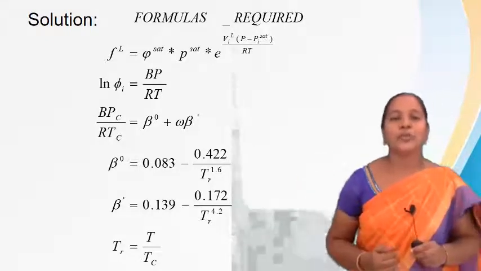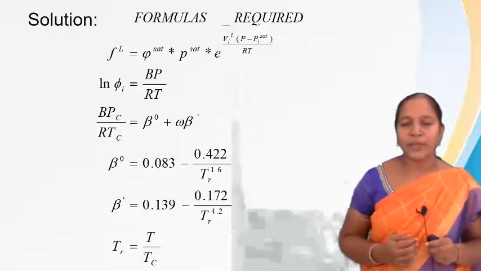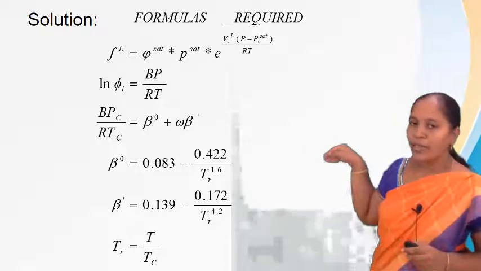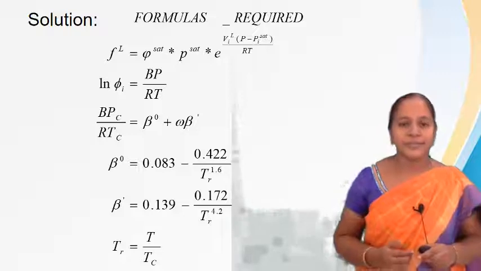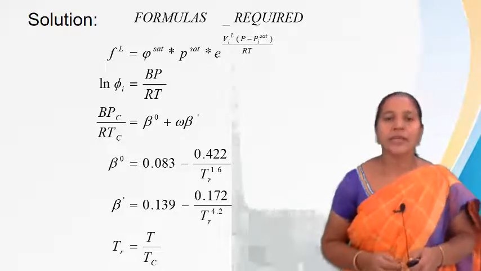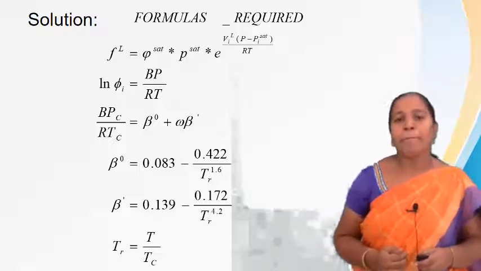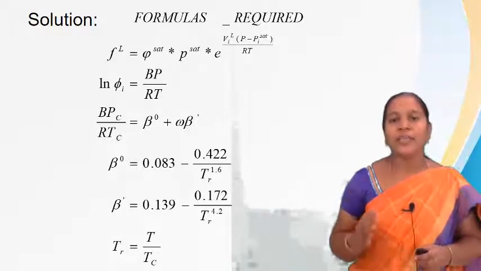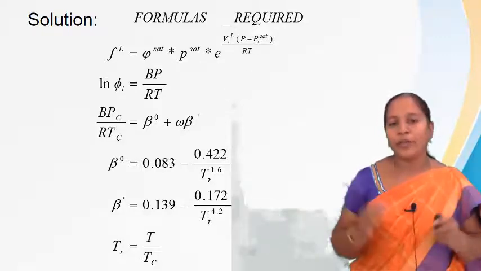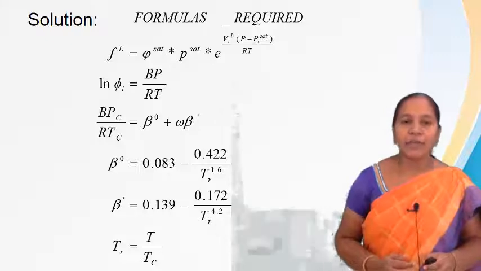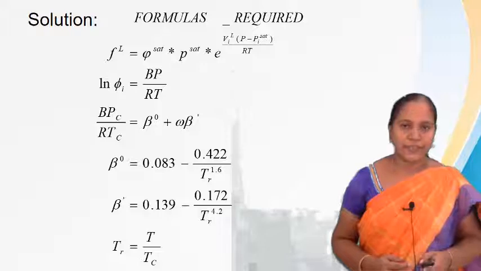Beta naught equals 0.083 minus 0.422 divided by Tr power 1.6. Here Tr is the reduced temperature, that is equals to T by Tc. Beta dash equals 0.139 minus 0.172 divided by Tr power 4.2. Tr is calculated from Tr equals T by Tc, where Tc is the critical temperature.